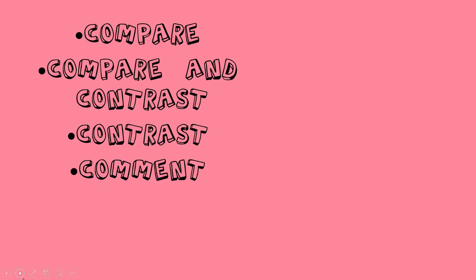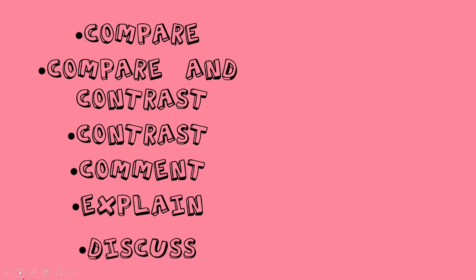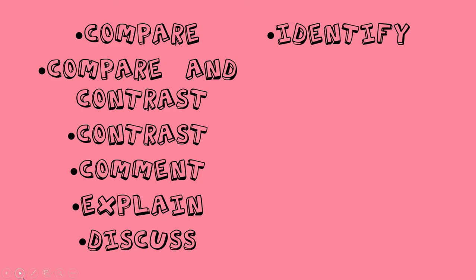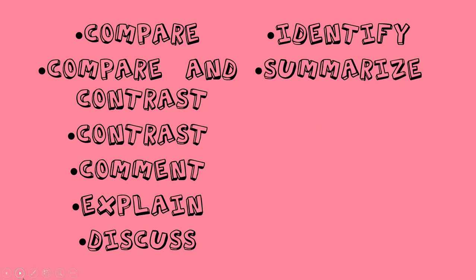Comment. Provide a personal opinion. Yes. Explain. Answer the question. Why, how, what. Discuss. Provide both pros and cons before providing your own opinion. Identify. To pick out. To identify means to select without explanation. Summarize. Write in short, identifying main ideas and using your own words.